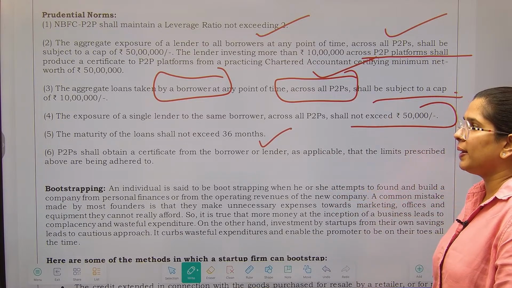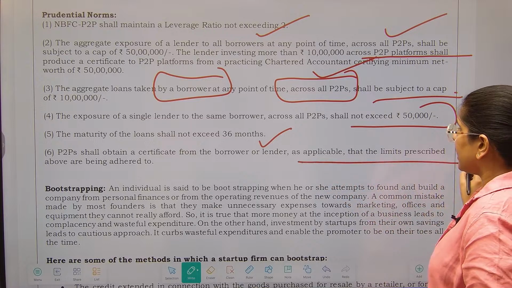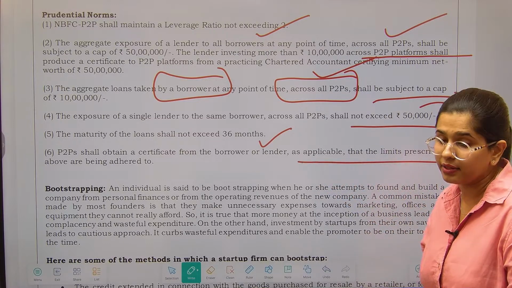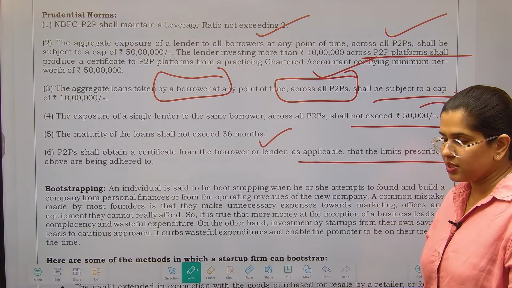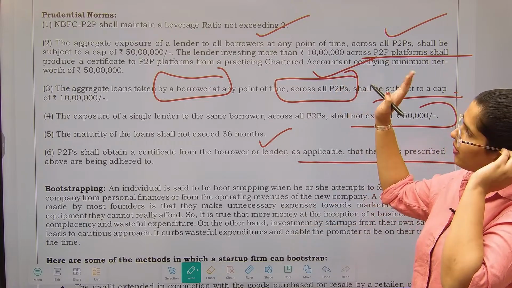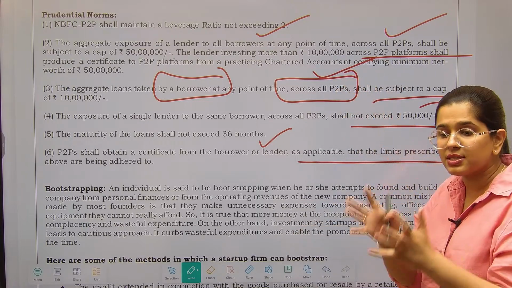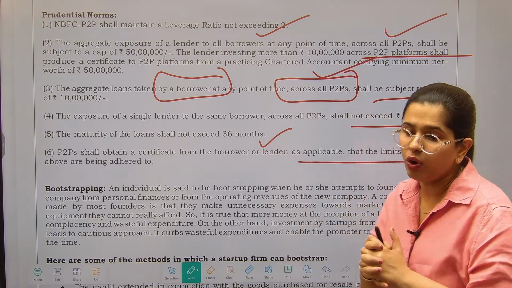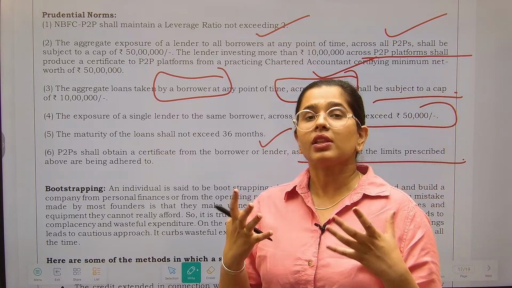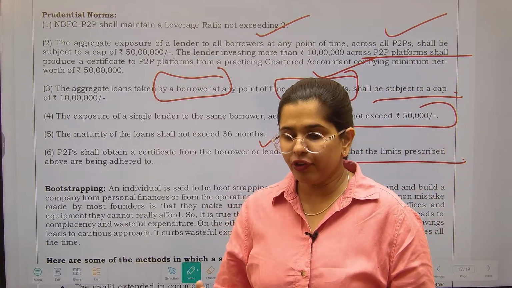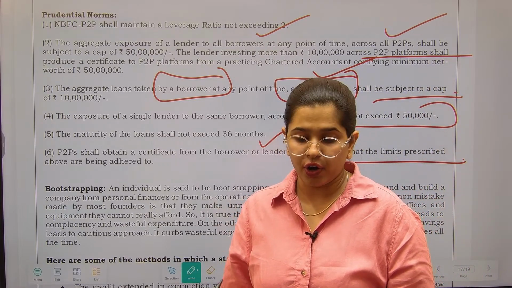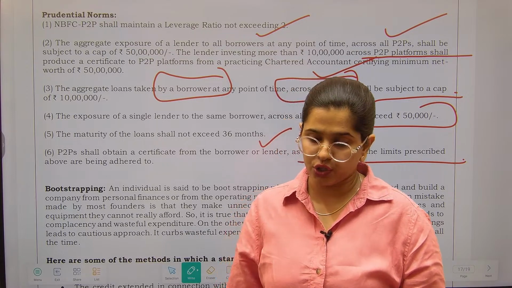And P2P shall obtain a certificate from the borrower or lender that the limits prescribed above are being adhered to. Right? So once you have given the clarification, you have given the justification, you are producing a certificate, you are legally bound to follow that, right? And if you're someone who's not following it, there are obviously repercussions of that.